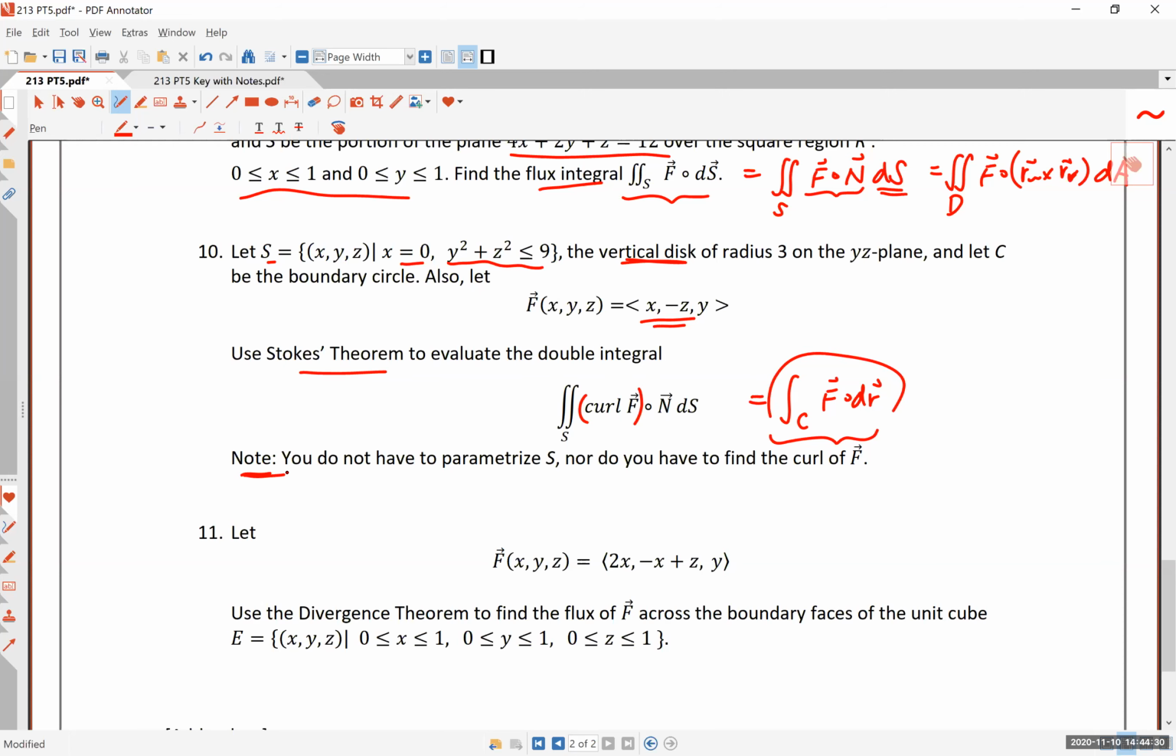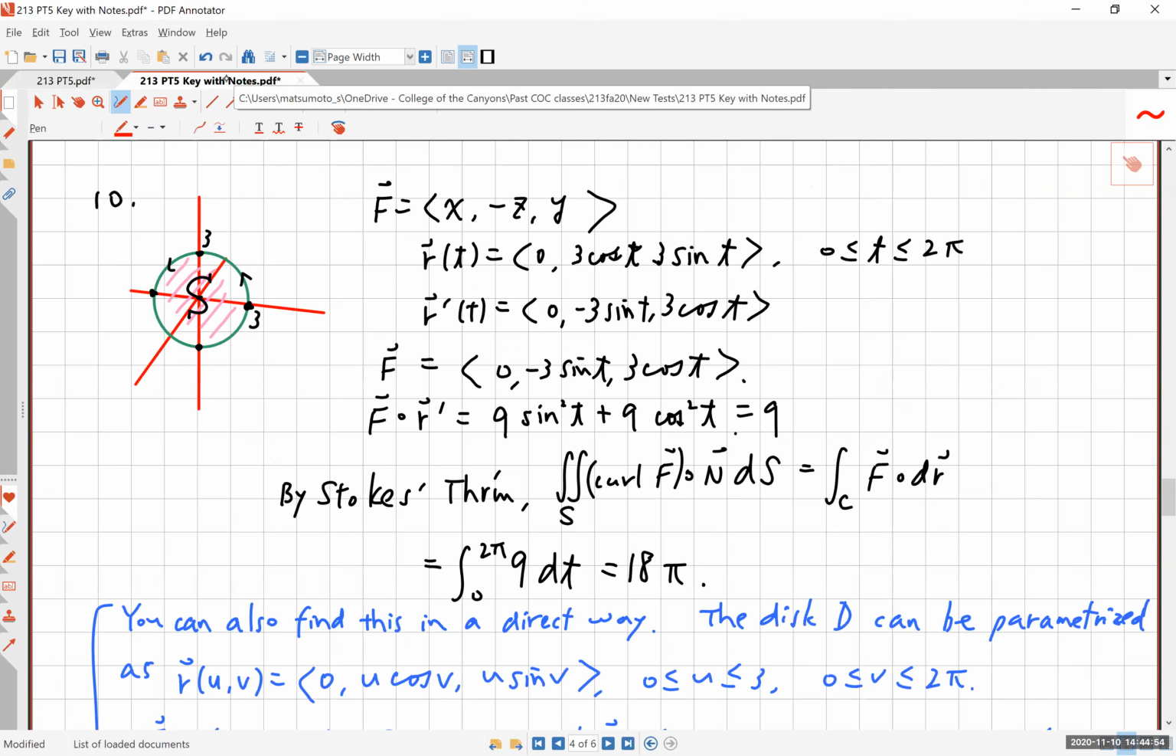Sometimes I give you a hint. It says you don't even have to parameterize the surface S. You don't even have to find the curl of F because as long as you can find this, you know how to do that. All right, so this will be r prime. Okay, so what do you have to parameterize? Yeah, what I have to parameterize is actually that circle, right? So let's take a look at that picture and see how to parameterize this. You are given that the x coordinate is always 0.